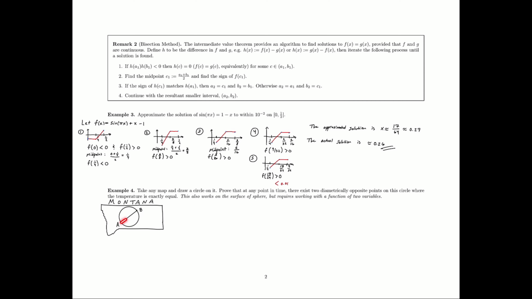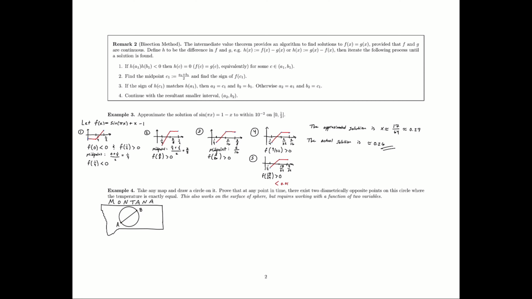Although the line is drawn like this, it might as well have been drawn like this. It doesn't really matter. For the sake of drawing a diagram, I have to draw in a certain static manner, but you really should think of these 2 points as being anywhere on the circle, just as long as they are opposite ends. So no matter what time, we can always find 2 such points on this circle where the temperature is exactly equal.